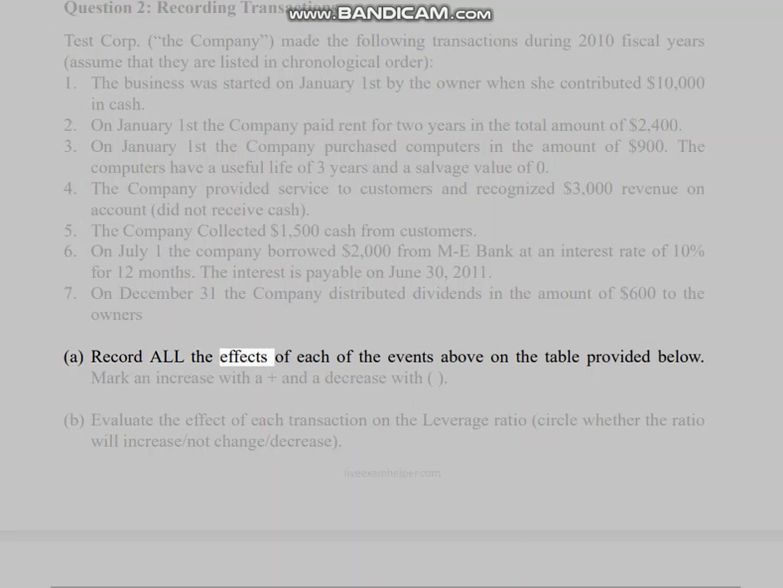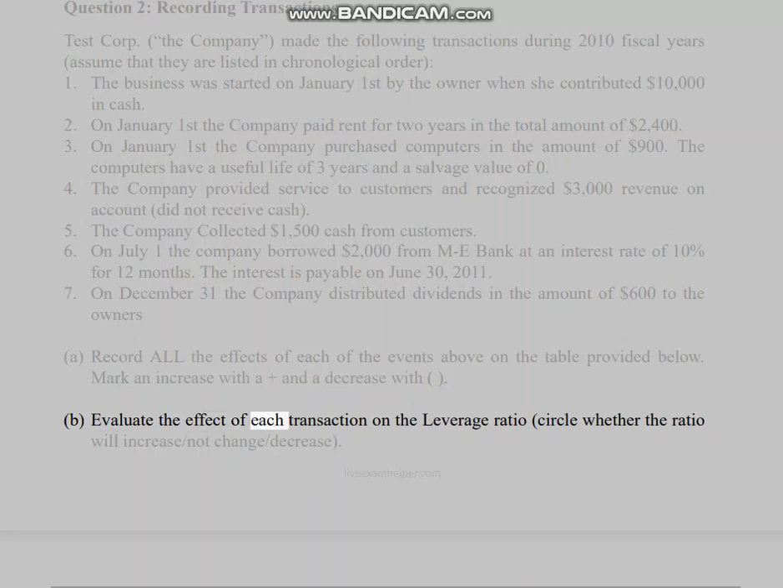A. Record all the effects of each of the events above on the table provided below. Mark an increase with a plus and a decrease with a minus. B. Evaluate the effect of each transaction on the leverage ratio. Circle whether the ratio will increase, not change, or decrease.